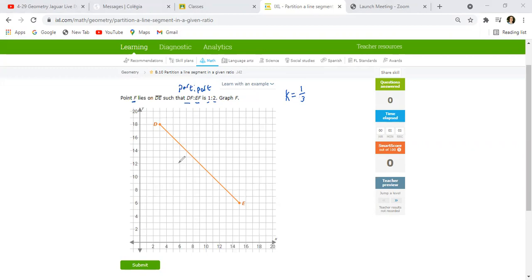And so what I would then do is I would find my ordered pair for D, and I would find my ordered pair for E. And when I look at point D, it is at 3,18. And when I look at point E, it is at 15,6. And then I need to find the point that it partitions for point F in a 1:2 ratio.